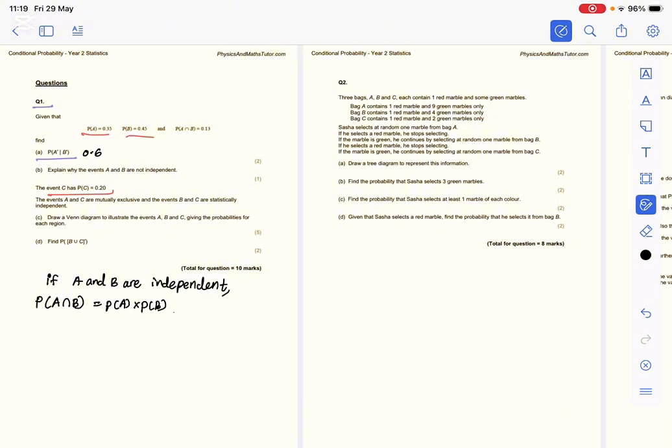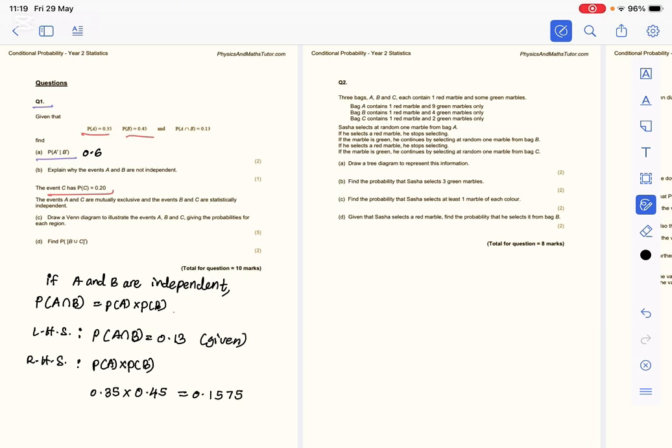So let's check. Let's get the left hand side. The left hand side is probability of A and B. This is given as 0.13. Let's get the right hand side, which is PA into PB. So this is 0.35 into 0.45, and you will get the answer 0.1575. For independence, probability of A and B should equal probability of A into probability of B. But based on this, you see 0.13 is not equal to 0.1575. Therefore, A and B are not independent.